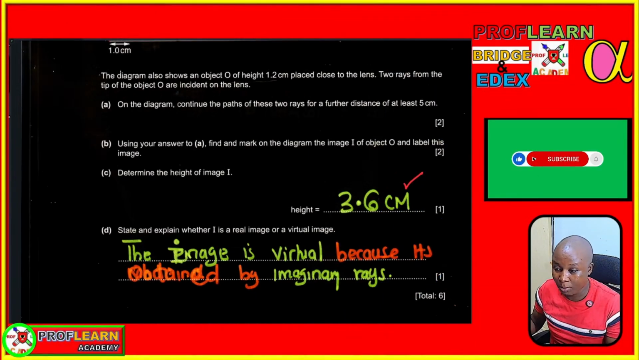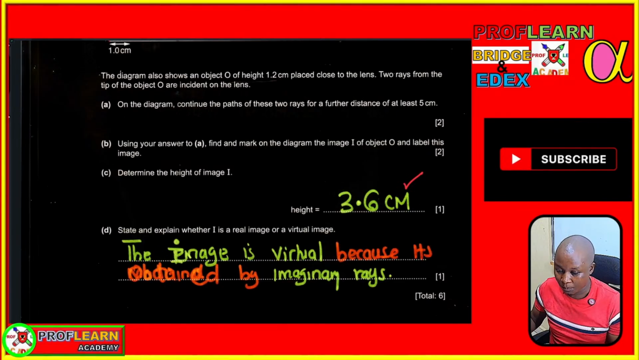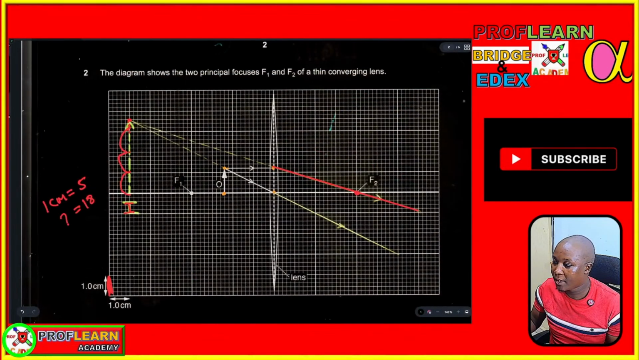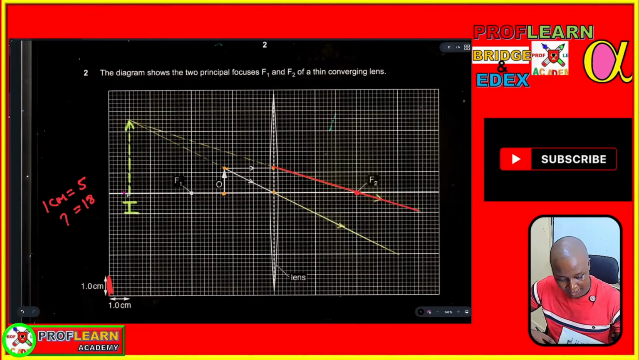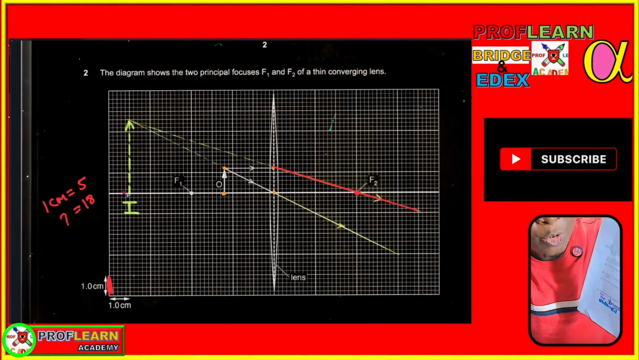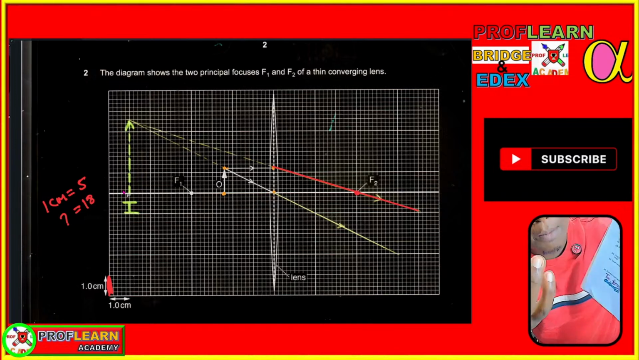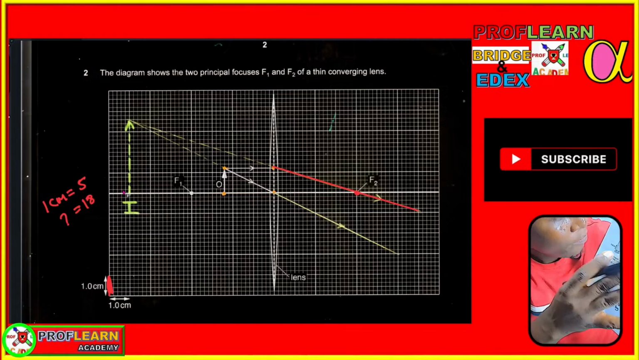So let's go straight and continue with the next part, whereby you are supposed to state and explain whether the image formed is real or virtual. So you need to understand what we mean by real and virtual images. If you look at the image that we formed here, the image was formed by imaginary rays. So we are saying that this is a virtual image because it is formed by virtual rays, right? So we're going to say this is a virtual image because it is formed by virtual rays.